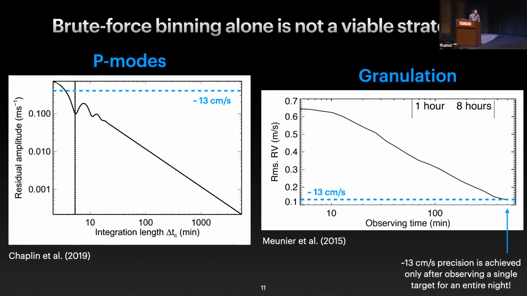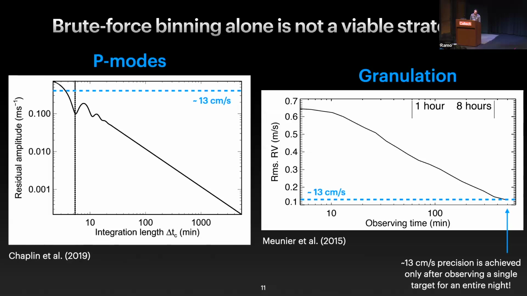For granulation, unfortunately, simulations have suggested that because of the noise properties of this physical phenomenon, if you were to observe your star all night even, you might not be able to bin down your residual velocity amplitude to the 13 centimeter per second level, where again, 10 centimeters per second is the RV semi-amplitude of an Earth twin orbiting a solar twin at 1 AU. So this is a problem if we want to discover Earth twins.